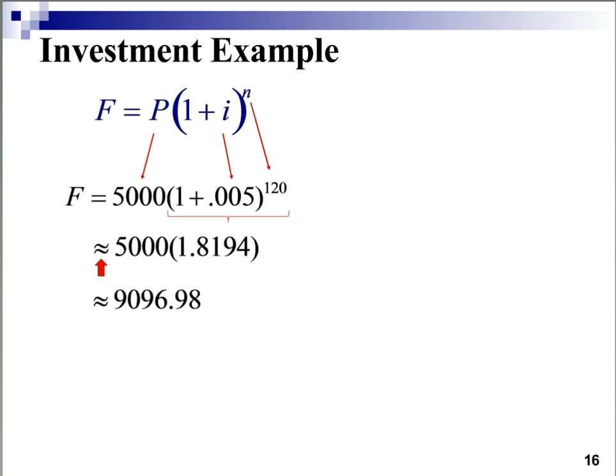But when we then multiply that 1.8194 by 5,000, we get 9,096.98, and this is an approximate value for the future value. It's approximate once again because I did some rounding. So on your calculator, you want to try to do this all in one complete calculation, and then in this situation round to the nearest 100th, second decimal place, because these are dollars. So the future value here is $9,096.98.